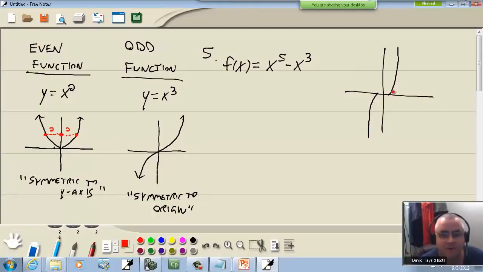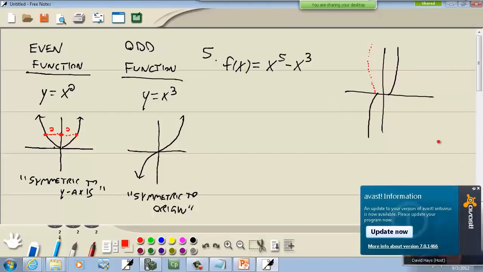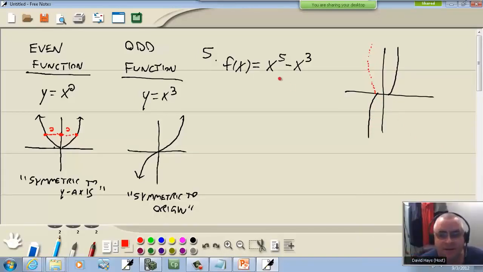To say it's symmetric to the origin, if you take this piece right here, and this should work with any quadrant, not just the first quadrant, if I flip it across the y-axis, it'll look like that right there. If I then flip it across the x-axis, the question is, will it land on this piece down here? And it will. Since it will land on that piece down there, that's why it's odd. It flips twice. Flip it across the y-axis, flip it across the x-axis.